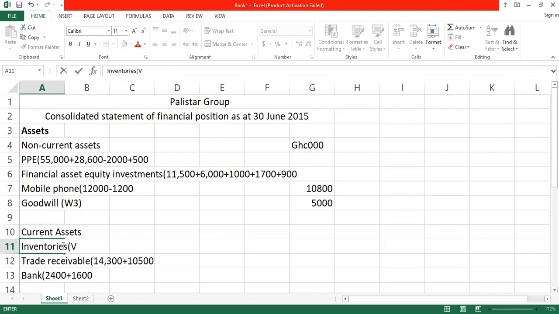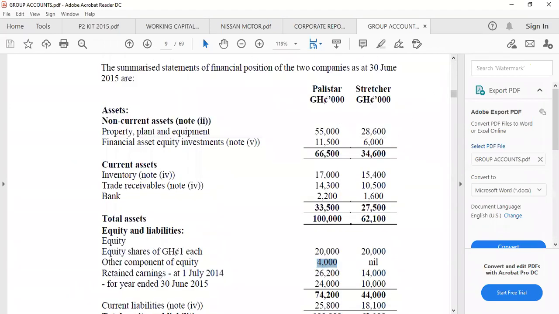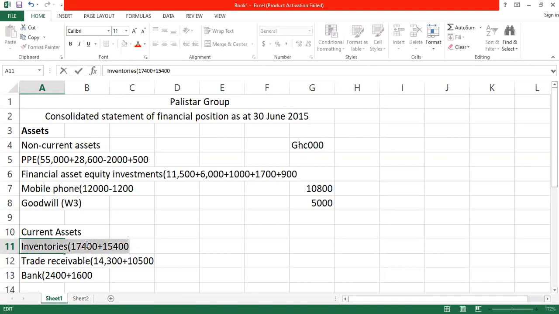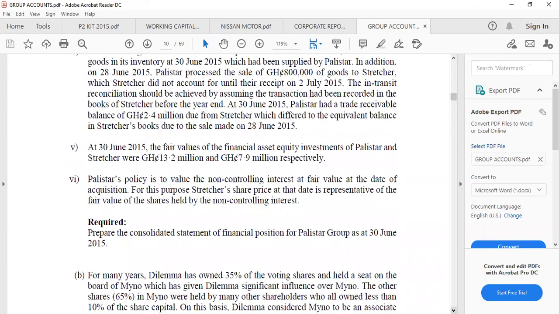So we have the inventory. Mention the inventory figure for me again. 17,400 plus what? 15,400. So what will happen is that we are going to reduce 17,000 plus 15,400. So we are coming to reduce it to the cost price now. So we do minus 1,415. That is the effect. Let's read on. We have eliminated the first part. The next one is what?